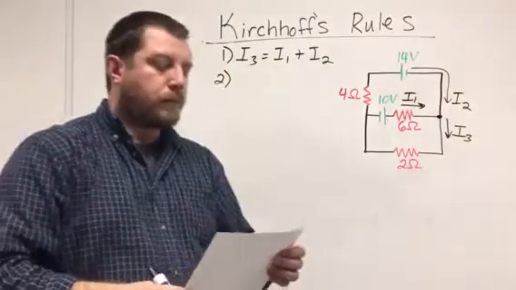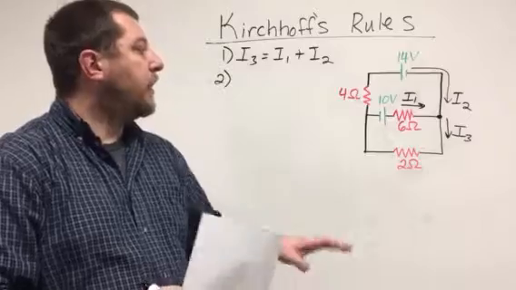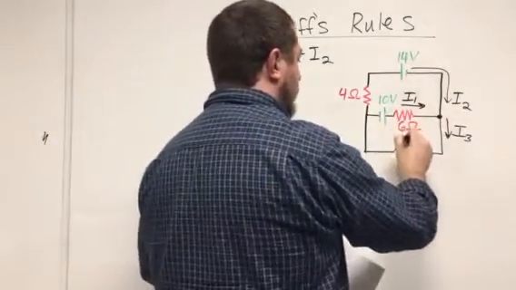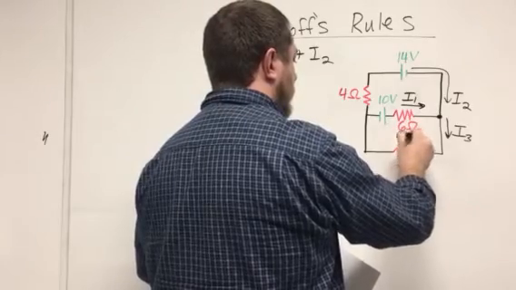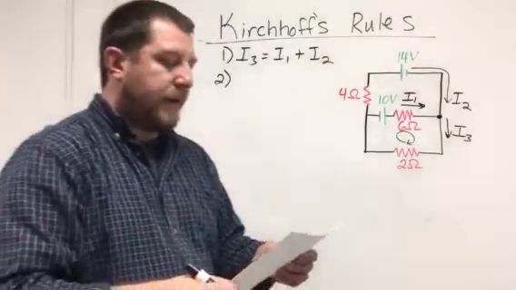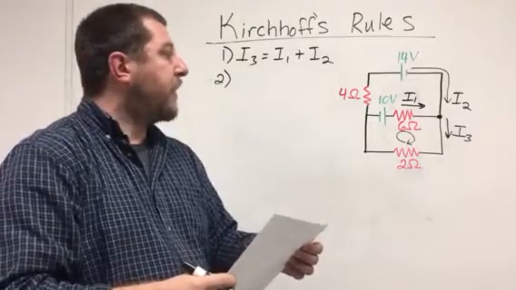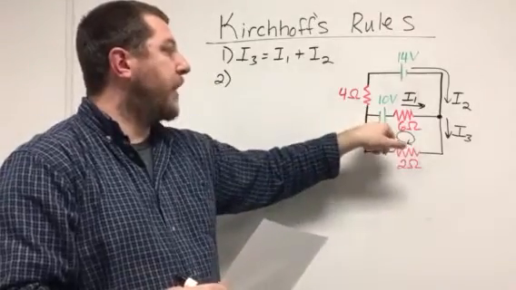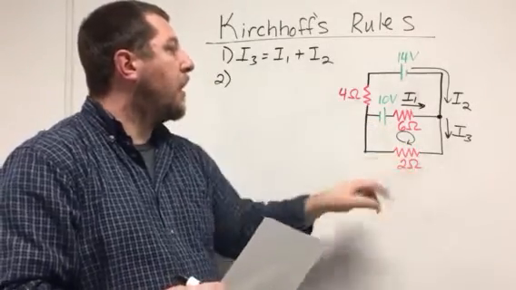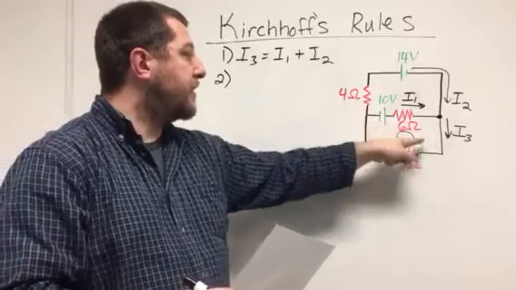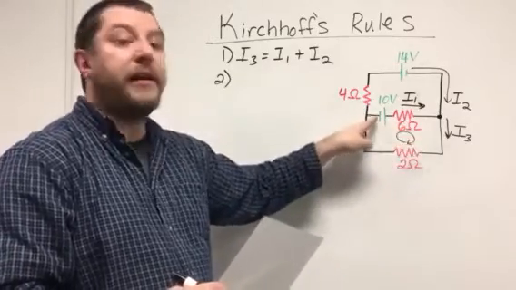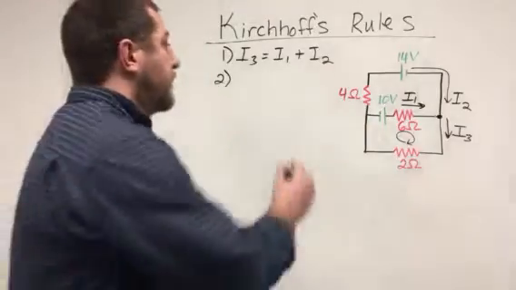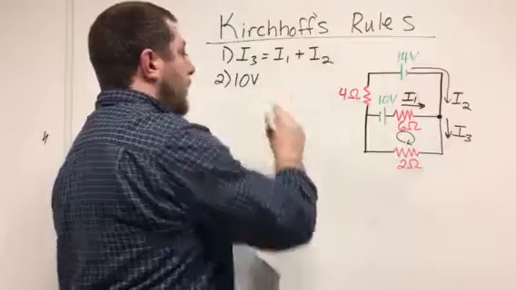And now, if we have to pick 2 loops, let's pick this loop, okay? If we pick that loop, what we will find is we have 3 circuit elements, this battery, this resistor, and this resistor. If I start at this battery, I'm going to traverse the battery from the negative terminal to the positive terminal. And so that is going to be an increase in voltage. So this is going to be 10 volts.